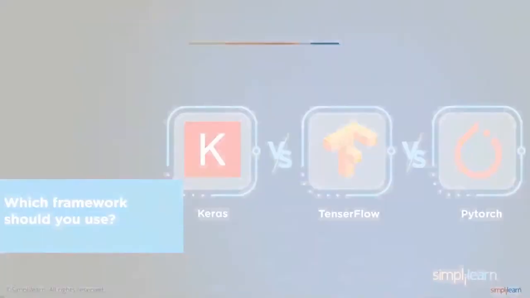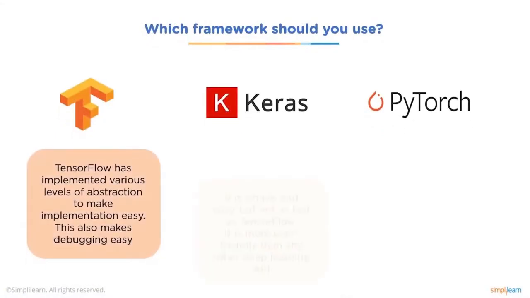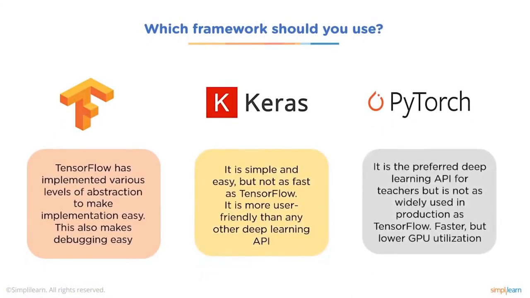Now, TensorFlow has implemented various levels of abstraction to make implementation of deep learning and neural networks easy. This has also made debugging easier. Keras is simple and easy, but not as fast as TensorFlow. It is more user-friendly than any other deep learning API, however, and is easier to learn for beginners. PyTorch, on the other hand, is the preferred deep learning API for teachers, but it is not as widely used in production as TensorFlow is. It is faster, but it has lower GPU utilization.